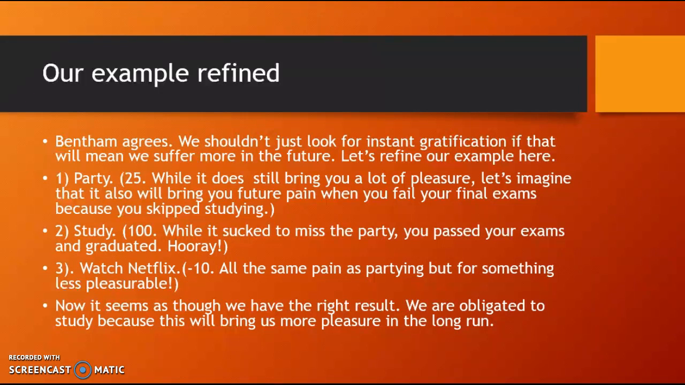Well, now studying has to go way up, right? Because even though it sucked to miss the party and hang out with your friends, you passed your exams and you graduated. So you get that pleasure you get from achieving things, from doing a good job. Right? So studying gets bumped up. And then finally, we can say watching Netflix actually ends up in the negative now, because that would have all the same pain as partying, right? You miss studying, so you fail your final exams, but it was less pleasurable in the first place, right? So now the net total's been brought way down.